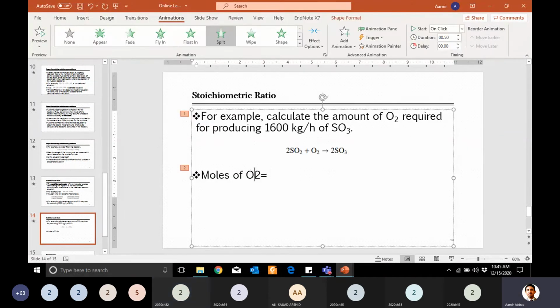So moles of oxygen: when there is 1 mole of oxygen, 2 moles of SO3 are produced. It means the given amount, which is 1600 kg per hour, should be converted to moles. So can anyone directly tell me how many moles of SO3 are here?